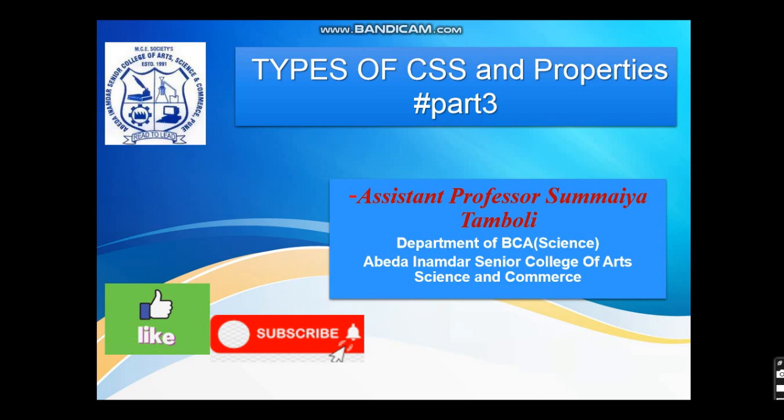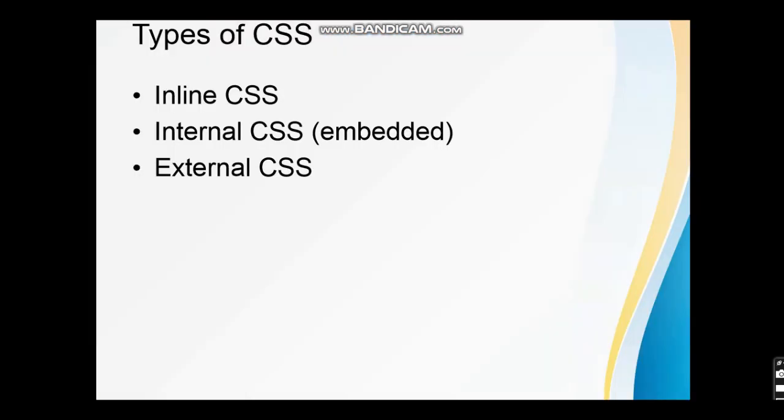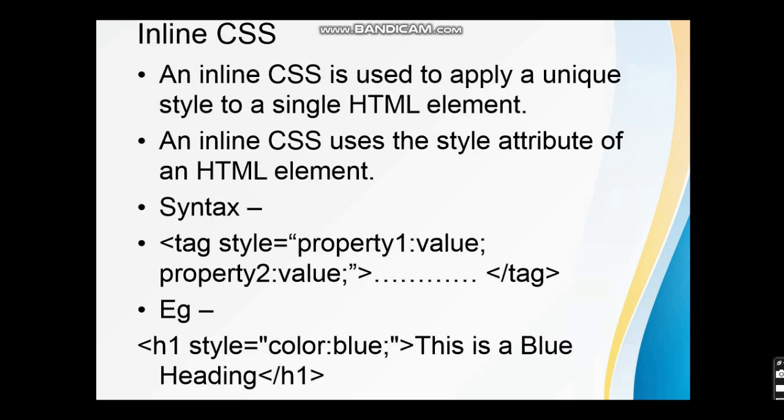I, Assistant Professor Sumaya Tamboli, will clear your concept today based on types of CSS and its properties. Okay? Now there are three types of CSS. First, inline CSS. Second, internal CSS, also known as embedded CSS. Third is external CSS. Let's see this one by one.